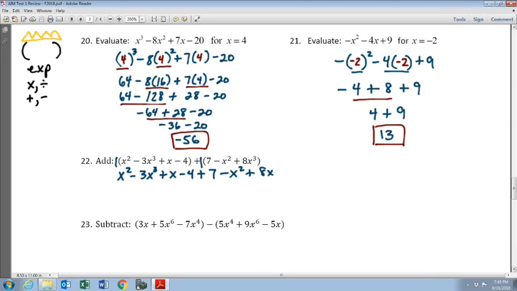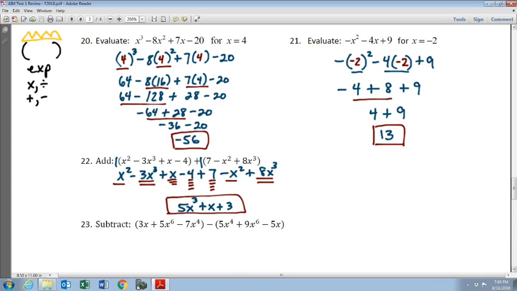We've got an x squared and a minus x squared. And those do add up to 0, so that doesn't add anything to my final answer here. I've got a minus 3x cubed and a plus 8x cubed. That's going to be a 5x cubed. We've only got one x term, so don't forget about him. Let's put that in there. And then finally we've got negative 4 and 7, and that's 3, so it'll be plus 3.